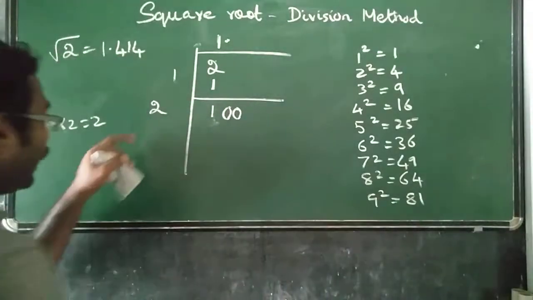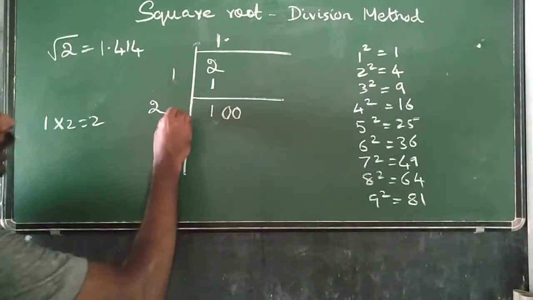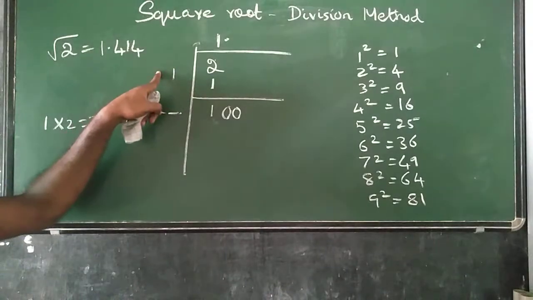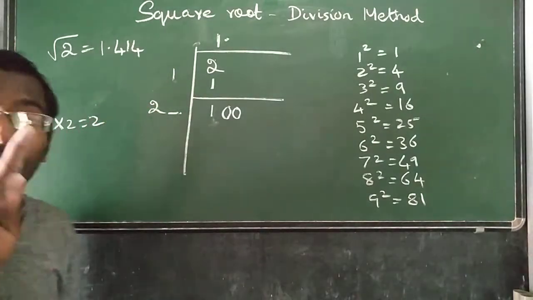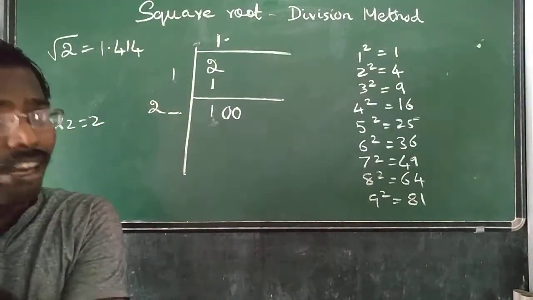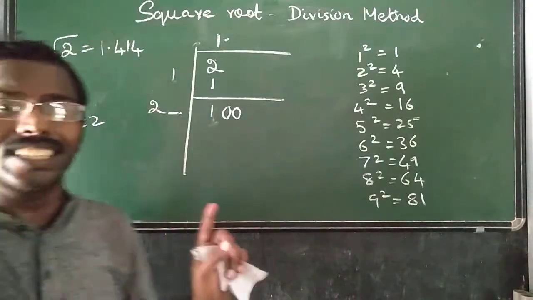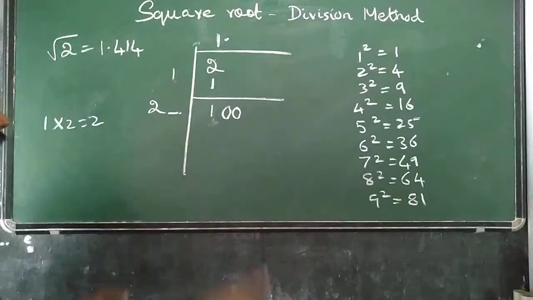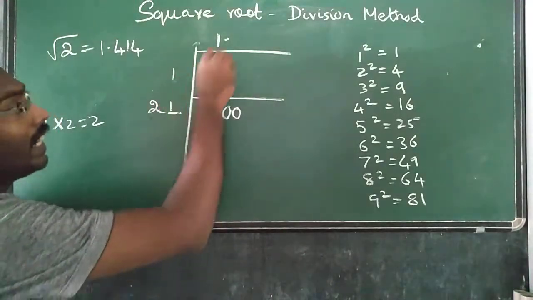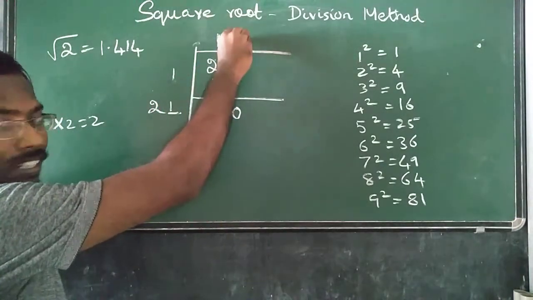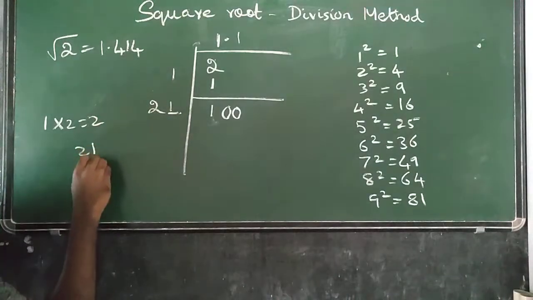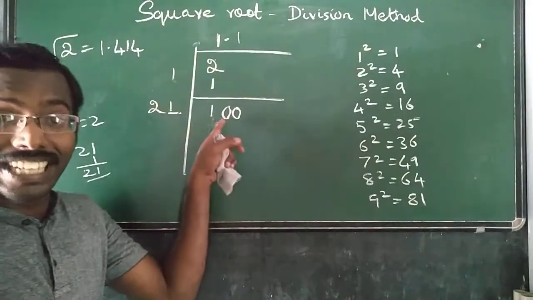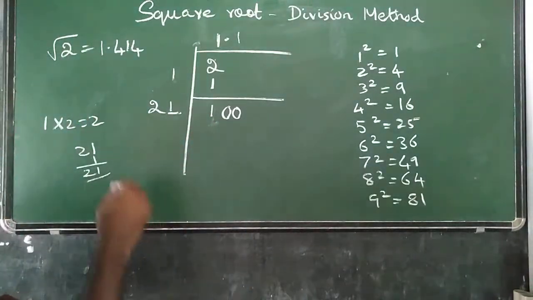Now you have written 2 and you have to write another digit also. In the first step only 1 digit, in the second step 2 digits will come. But how to fill that digit? That is the complicated thing. Please listen carefully. If you put 1 here, here also you will put 1. Therefore, you get 21 into 1, that is 21. But the value given here is 100, so you have to check all the values.